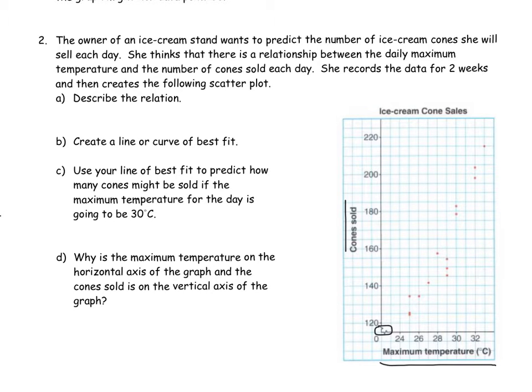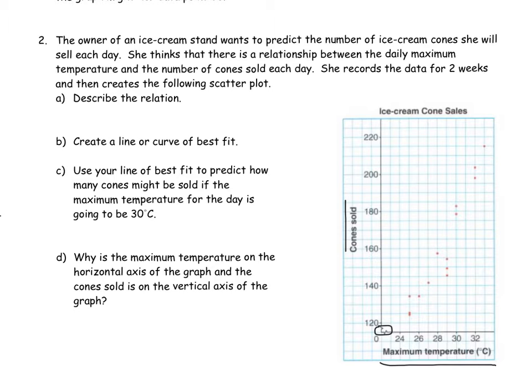This example is looking at a comparison of the maximum temperature to the number of cones that are sold at an ice cream cone shop. The owner wants to predict the number of ice cream cones she will sell each day, and she thinks there's a relationship between the daily maximum temperature and the number of cones sold each day. So she records her data for 2 weeks and creates the scatter plot.